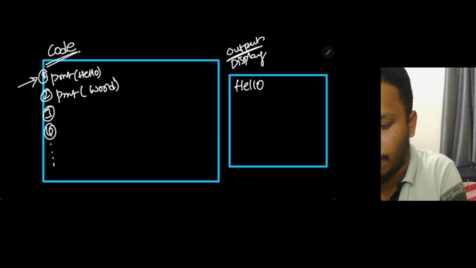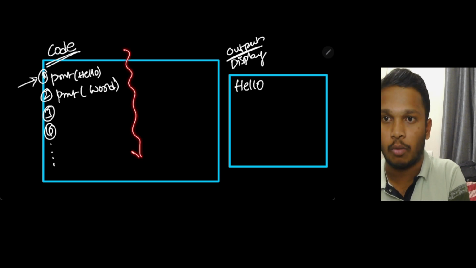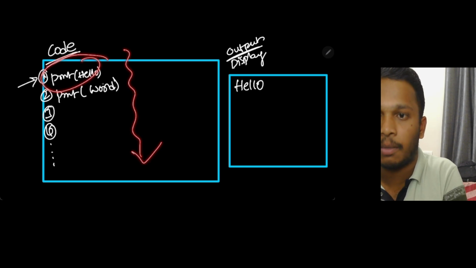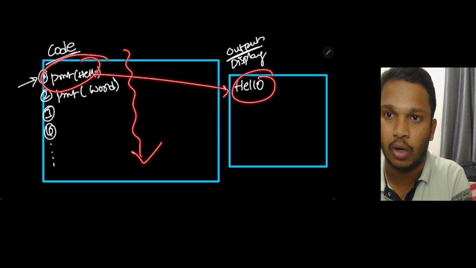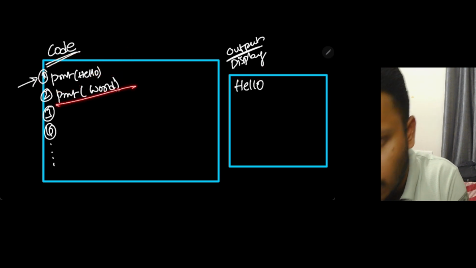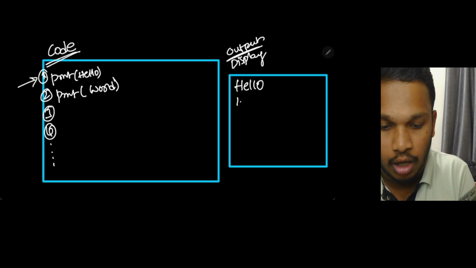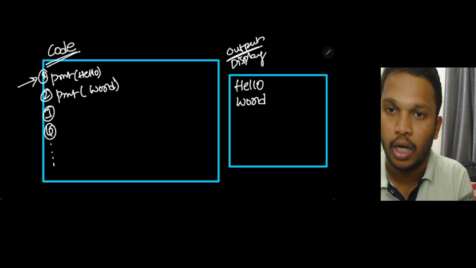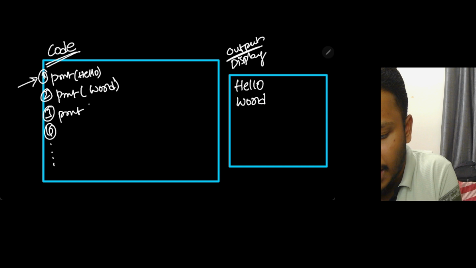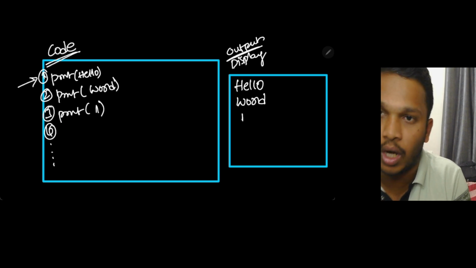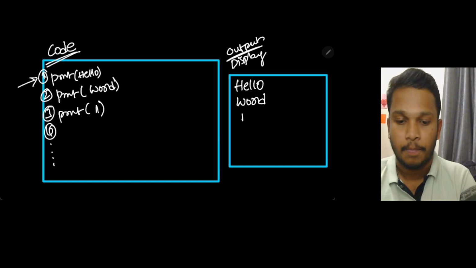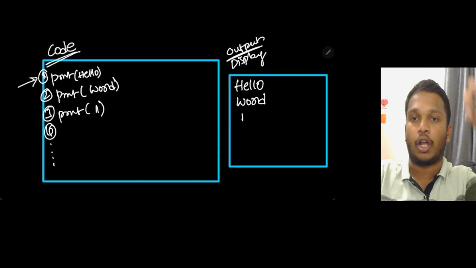First it will come from top to bottom. First line, what is there? Print hello. It has printed hello. Correct. Next, what is there? Print world. It will print world. If you write just print 1, what will it print? 1. So this is the display. This is the display of your monitor or your desktop you will get.